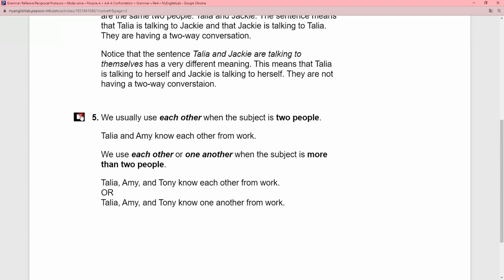We usually use each other when the subject is two people. Talia and Amy know each other from work. We use each other or one another when the subject is more than two people. Talia, Amy, and Tony know each other from work. Or, Talia, Amy, and Tony know one another from work.